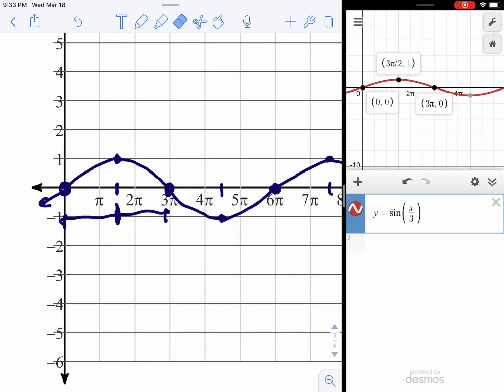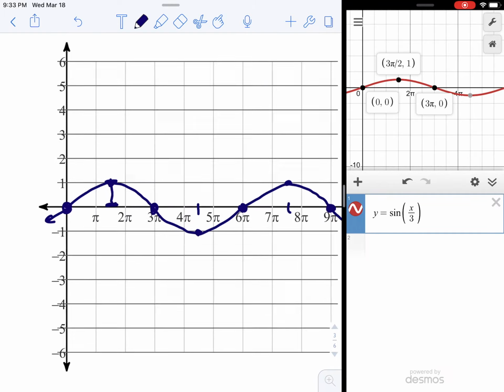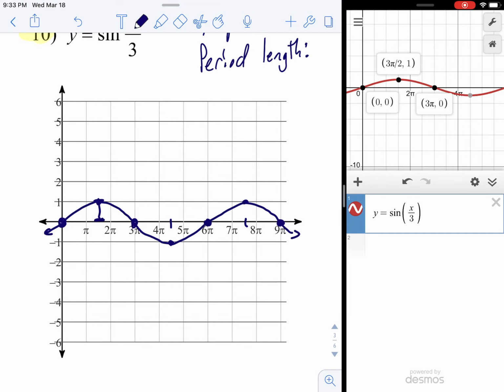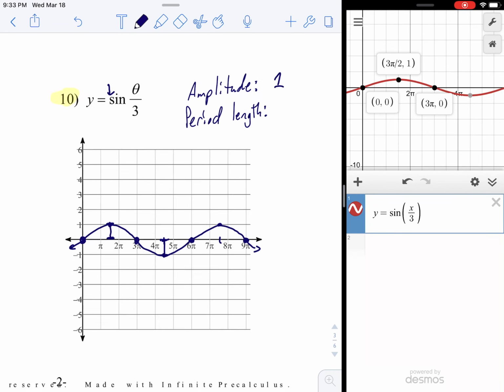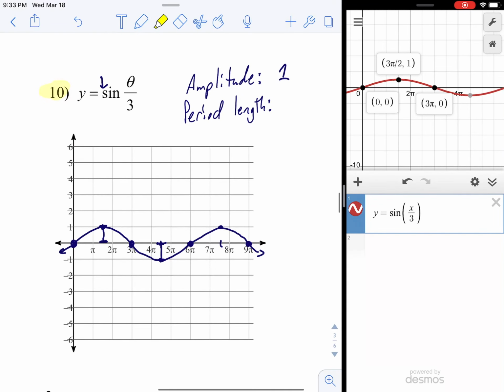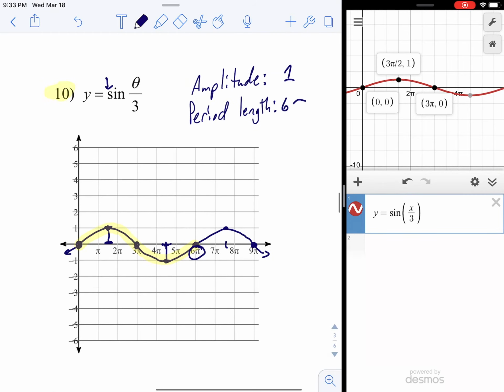Okay, let's talk about amplitude and period length. Well, clearly, like we said, the amplitude, the height of this graph, is 1 unit. Well, the height from the center to the high point or from the center to the low point. Amplitude is 1. Period length, let's start tracing. If we start here, where does this wave start its shape over again? It starts right here at 6 pi. So the period length is 6 pi.